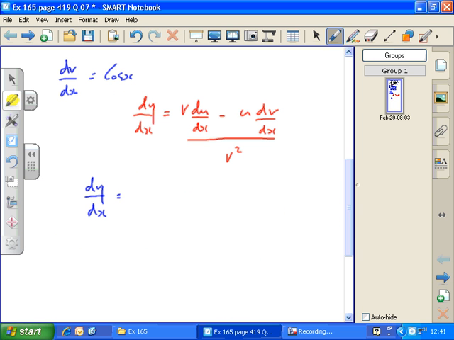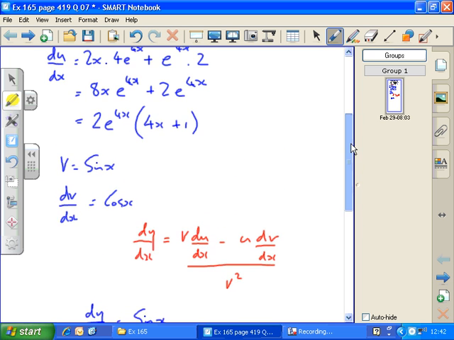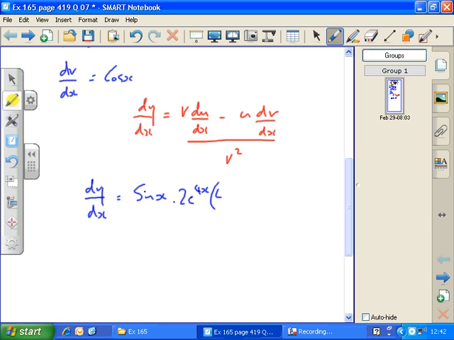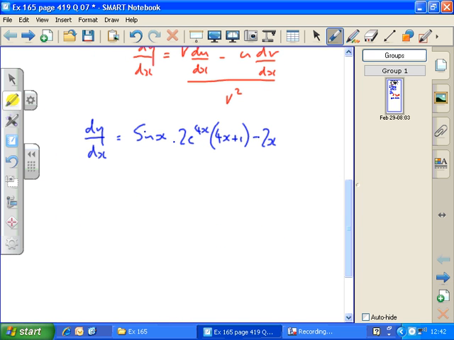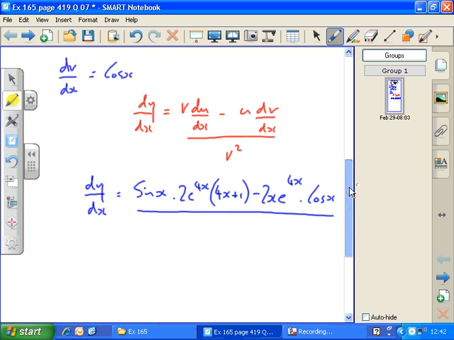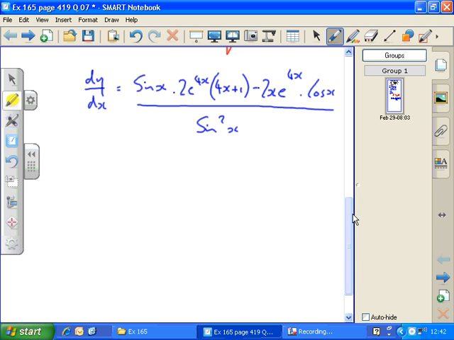So dy by dx equals v, which is sine x, times du by dx, which is 2e to the 4x times (4x plus 1), minus u, which is 2x e to the 4x, times the differential of v with respect to x, which is cos x, all over v squared, and v is sine x, so sine squared x. Now all we've got to do is try tidying up.